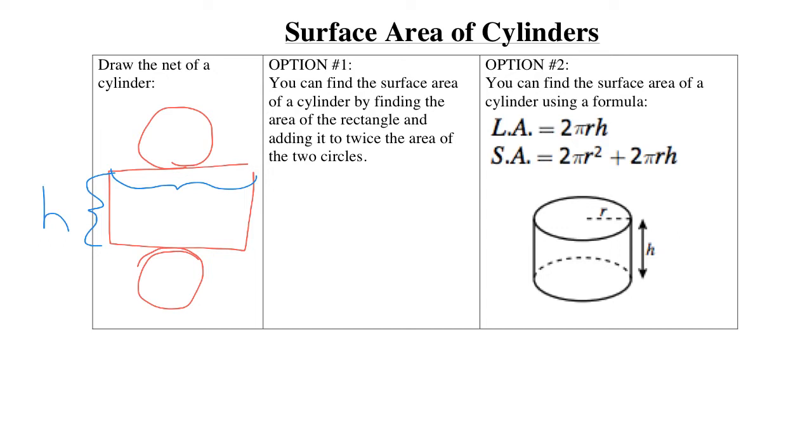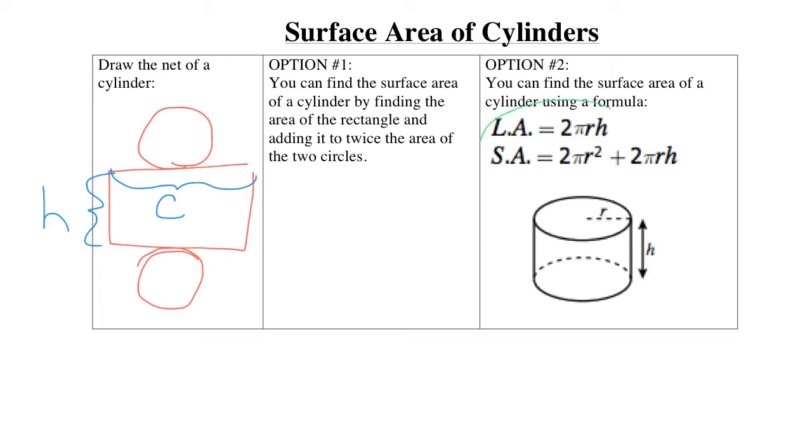Now think about that. If you roll up that rectangle, it's going to be the exact length as the circle that's on the top and the bottom. So this is just the circumference. So option one is to just find the area of the rectangle and then add that to the area of the two circles. Option two is using the formula.